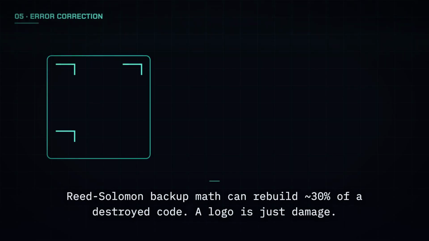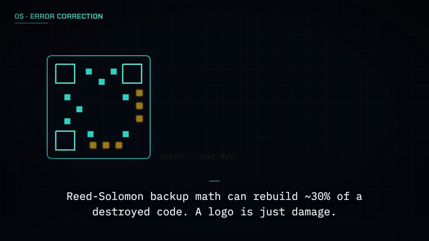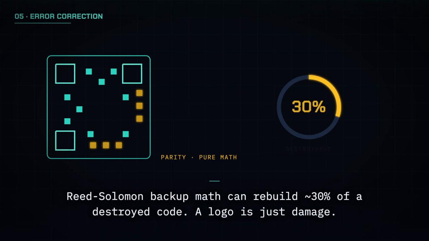Here is the quiet genius. Before printing, the code adds extra squares of pure math, made with a method called Reed-Solomon error correction, the same trick used on CDs and deep space probes. These backup squares can rebuild missing data. At the highest setting, you can destroy nearly 30% of the code, and it still reads perfectly. That is why a logo can sit right in the middle. The logo is damage. The math just shrugs and repairs it.